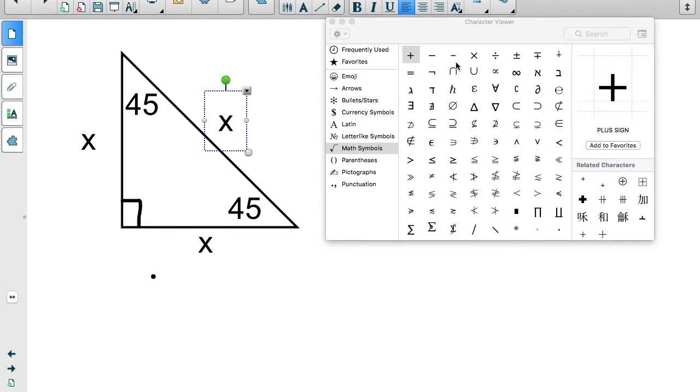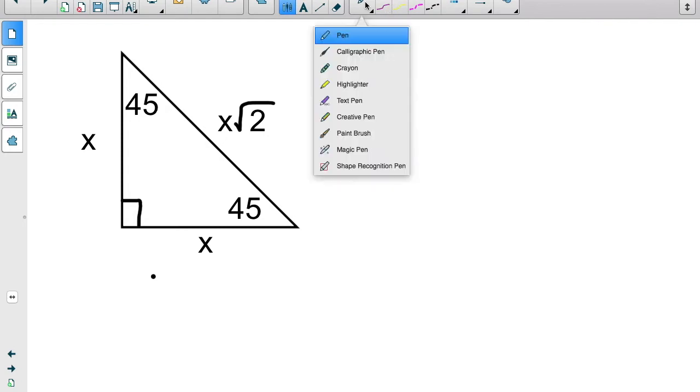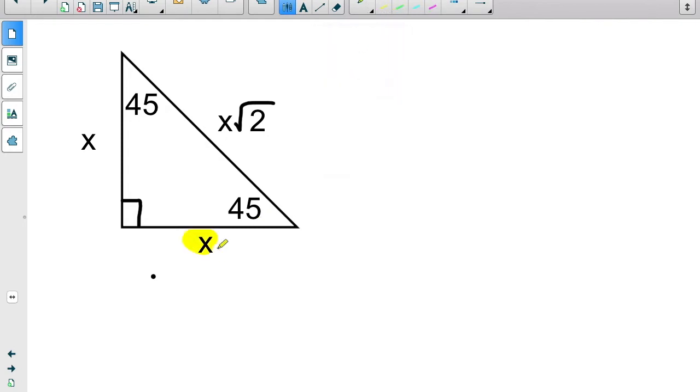Let's see here, math symbols. Well, it's going to be times the square root of 2. So it'll be easier just to write it in. So with the 45, 45, 90, the sides opposite the 45 degrees are the same. And we take whatever that measure is and multiply it by the square root of 2. So if I'm given either one of these two sides, the sides opposite the 45 degrees, I'm going to take whatever that is, and that'd be the same for the other side, multiply it by the square root of 2, and I get the hypotenuse.